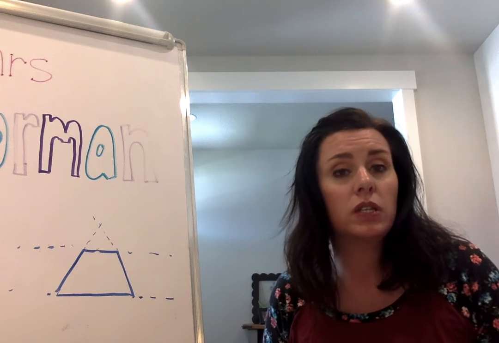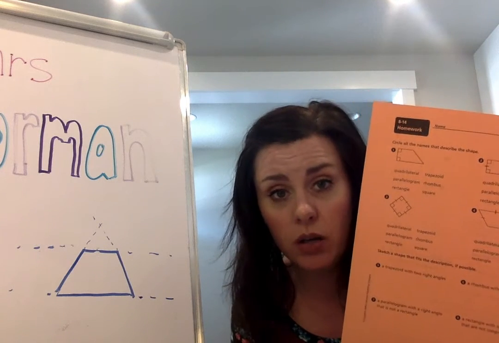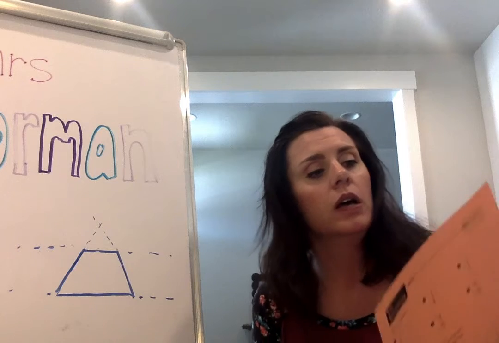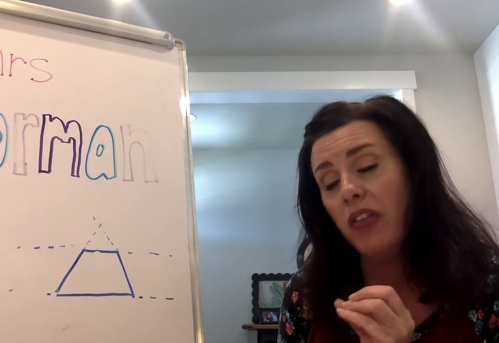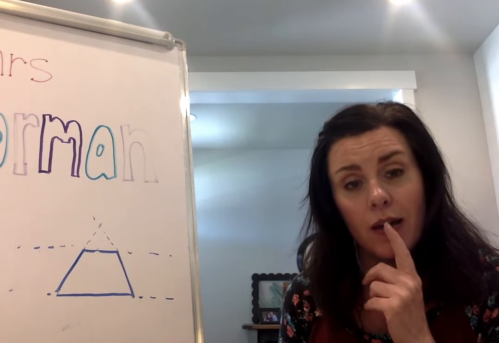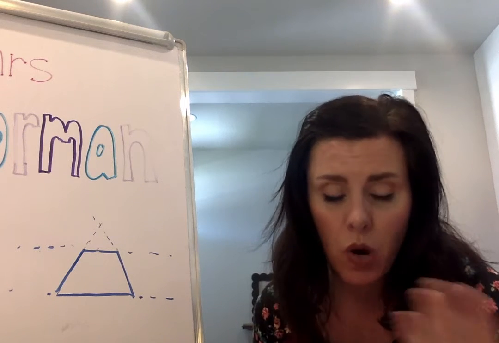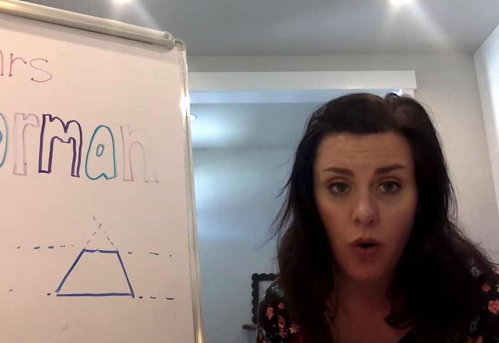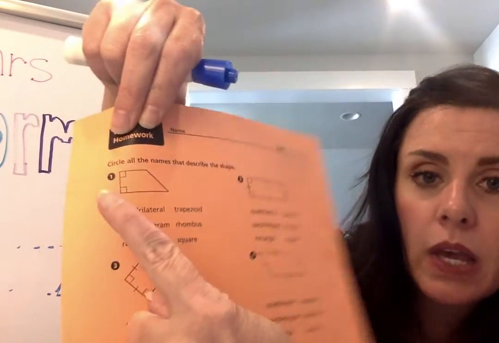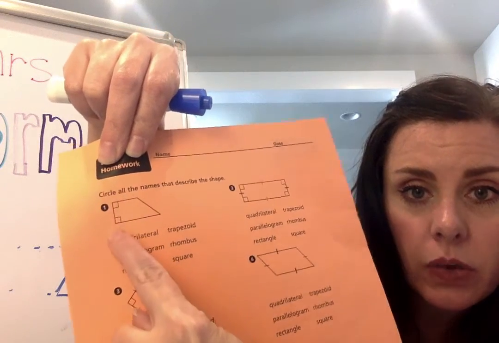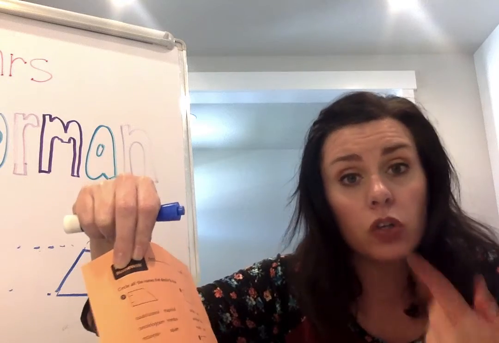Using those, now you can use your cheat sheet when you do your homework today. You can also listen to the Number Rock song, right? Let's take a look at a couple of these ones. So let's look at number 1. It says circle all the names that describe this shape. Okay, we know we're talking about quadrilaterals, right? Quad means 4. So let's count how many sides this shape has. I've got 1, 2, 3, 4 sides. So this is a quadrilateral, so circle quadrilateral.